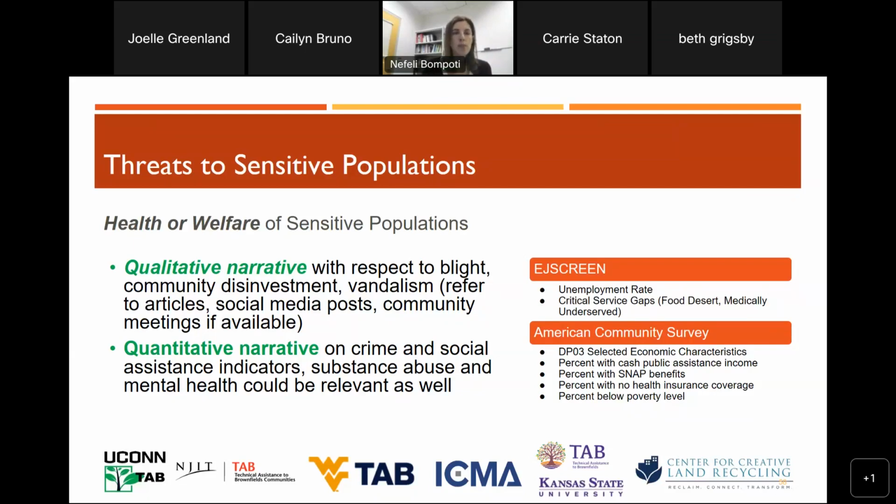So with respect to the health and the welfare, we have to talk, first of all, in a qualitative manner, describing the blight, the vandalism, the safety issues, but also the quantitative part, which has to do with, okay, we have unemployment rates, we have critical service jobs. And here on the right, I'm giving you several examples of what kind of data you need to include here. SNAP benefits, poverty level. So that is a high level overview of the type of information that you need to include there. Next slide, please.